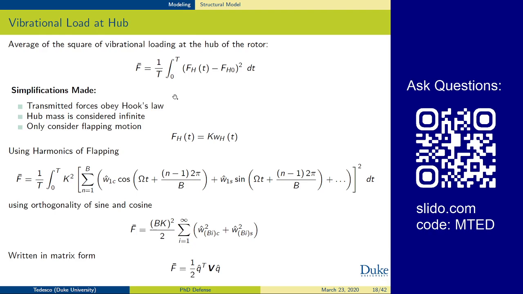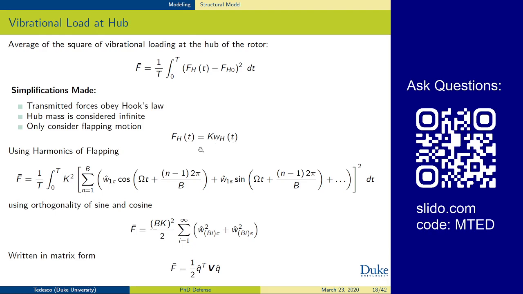The way we simplified was doing three things. The first was saying that transmitted forces will all obey Hooke's law, so the force is going to be proportional to some kind of spring times a displacement. We're going to say the hub mass is considered infinite, or you can think of it as the rotor's been attached to the Earth, so transmissibility isn't a question here. And then finally, we're only going to consider flapping motion to start this analysis. So the force at the hub is going to basically be a spring constant times our flapping at the hub as a function of time.